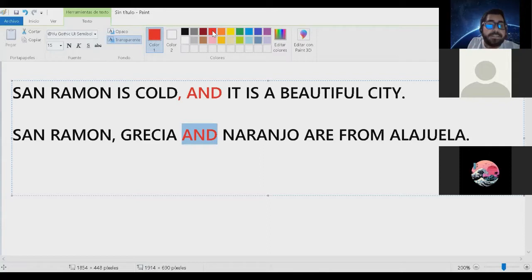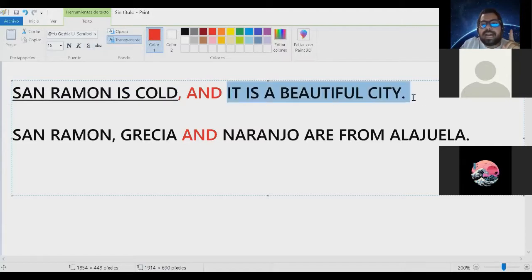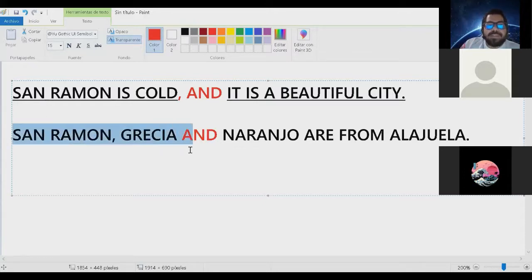Let me tell you what is the reason. Guys, when we use "and" we are separating two sentences, like in here, we're separating one sentence, and here we have another sentence, we use a comma. ¿Qué pasa en la segunda, guys? Look at this, because this is a little detail of grammar. Es pequeño detalle de grammar. Acá lo que estamos haciendo es contando, guys. We're counting. San Ramon, Grecia, and Naranjo are from Alajuela. As we're counting, we don't need a comma, because we're only counting.